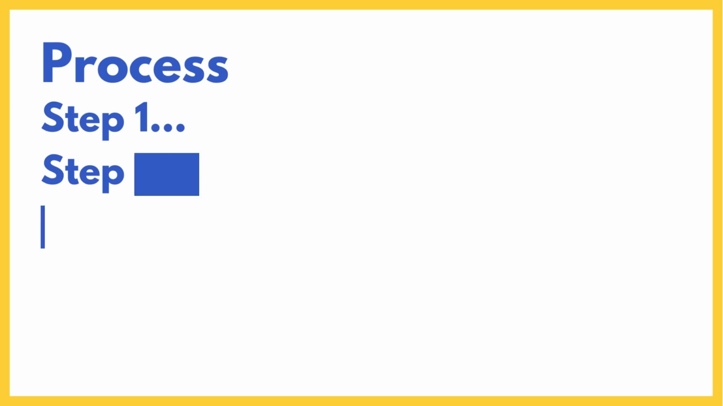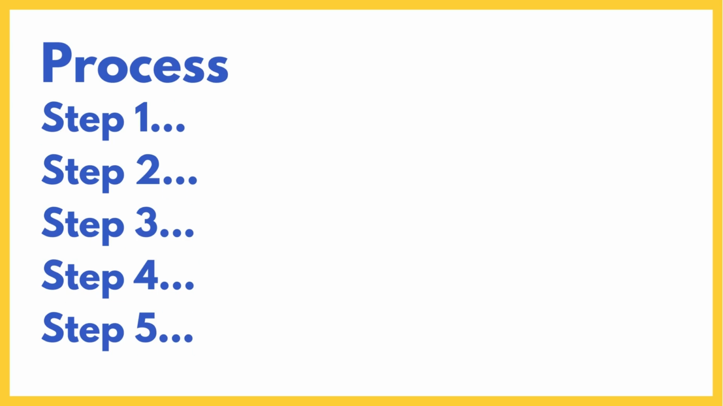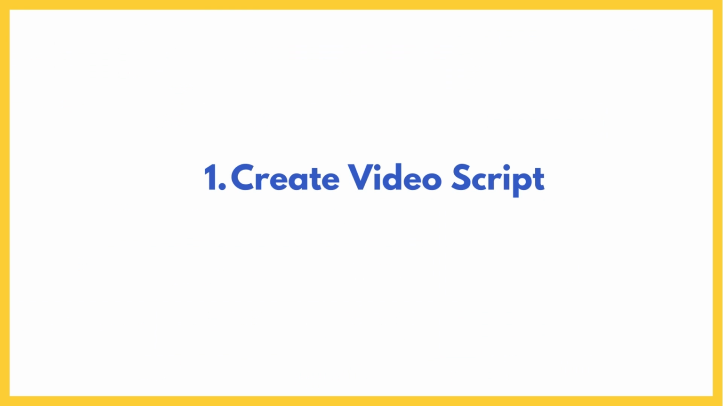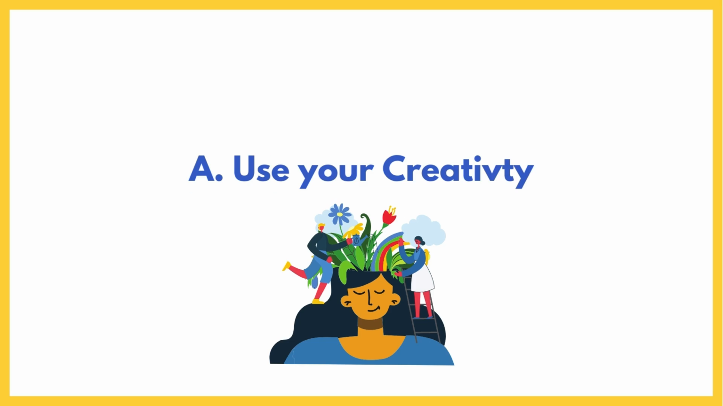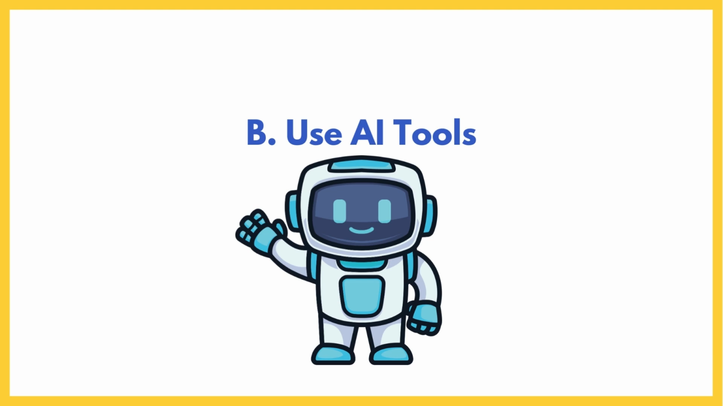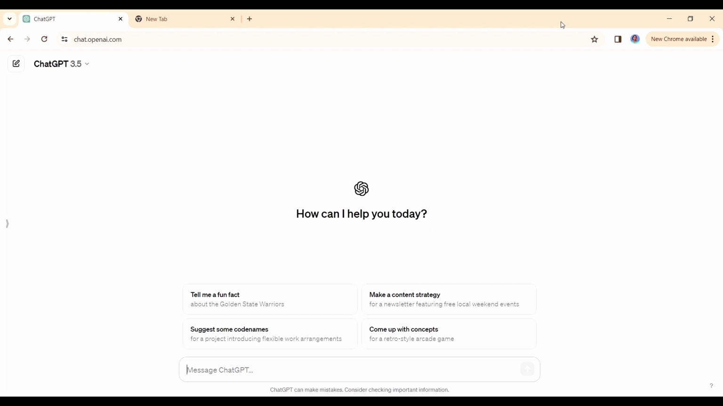So the process has 5 steps, and I'm going to show you the easiest way to navigate each and every step. Let's get started. The first thing that we are going to do is create a script for our video. That is sort of like a storyline or what we want our video to have. You can do this on your own if you're a really creative person. Alternatively, you can use AI tools such as ChatGPT to help generate the script for you. That's what I'm going to be doing.